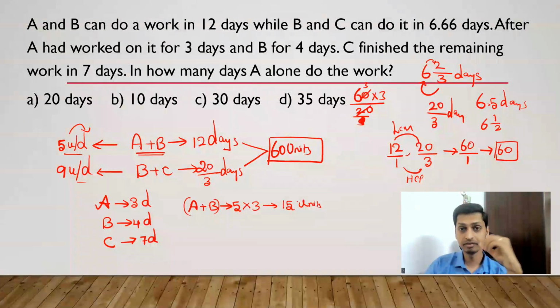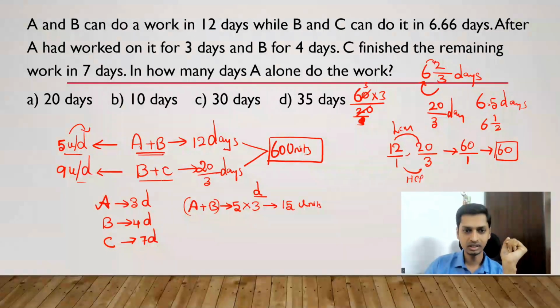Now A and B could complete 15 units. So if A worked for 3 days and B worked for 3 days, totally 15 units get over, right? Now B also worked for 3 days. So we calculated here, B worked for 3 days, right? So out of 4 days, if B worked for 3 days, then B has to work for another 1 day, right?